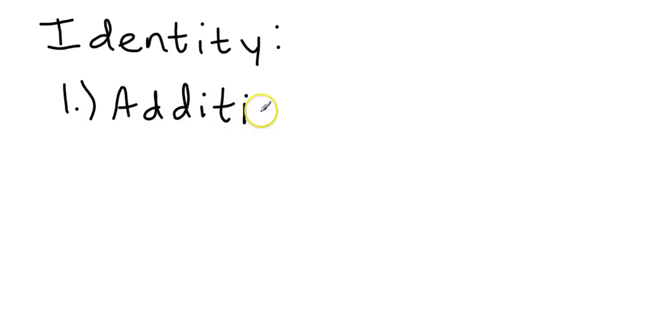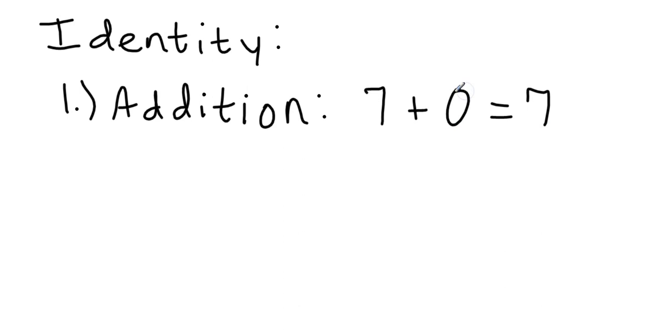So in this case, let's start with addition. I'm just going to put addition right here. And let's start with the number 7. What can I add to 7 to keep it 7, to keep its identity? What number can I add to it? So the additive identity is 0. Anything plus 0 will equal itself.